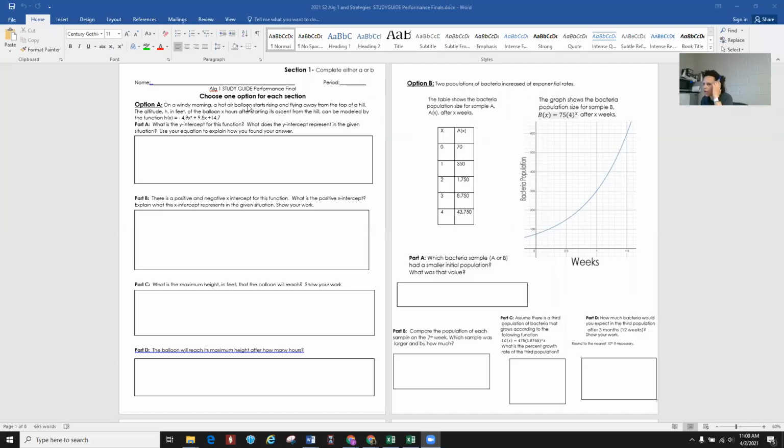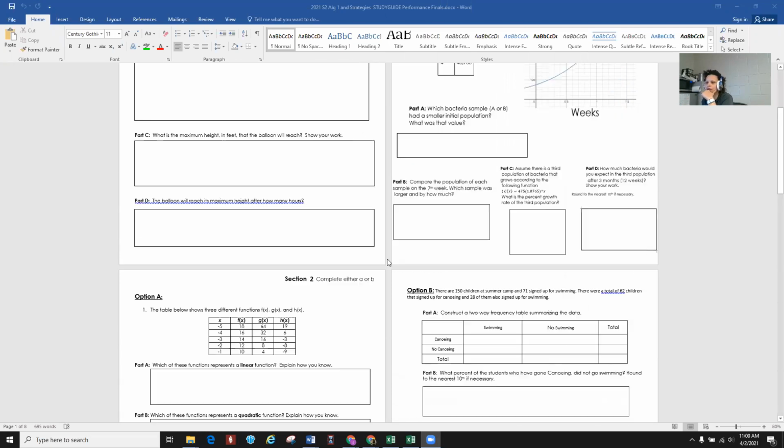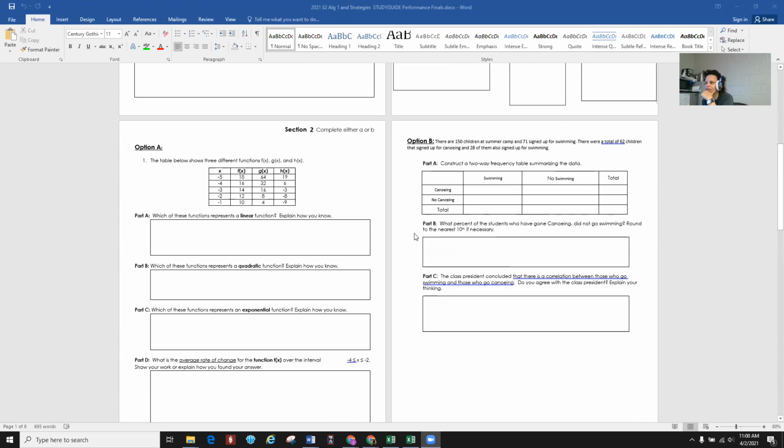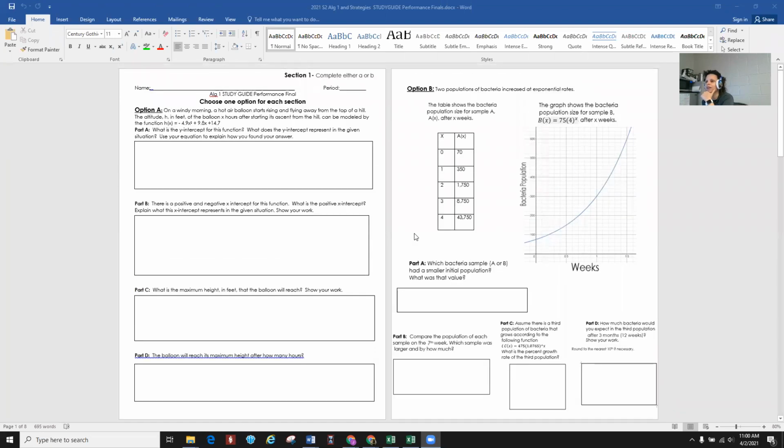All right, so we're going to take a look at your performance final study guide. The way your performance final works is you have two sections. You see section 1, 2 pages, and then section 2, 2 pages. And what it is you have to choose one option from each section. Okay, so one option from section 1, one option from section 2.